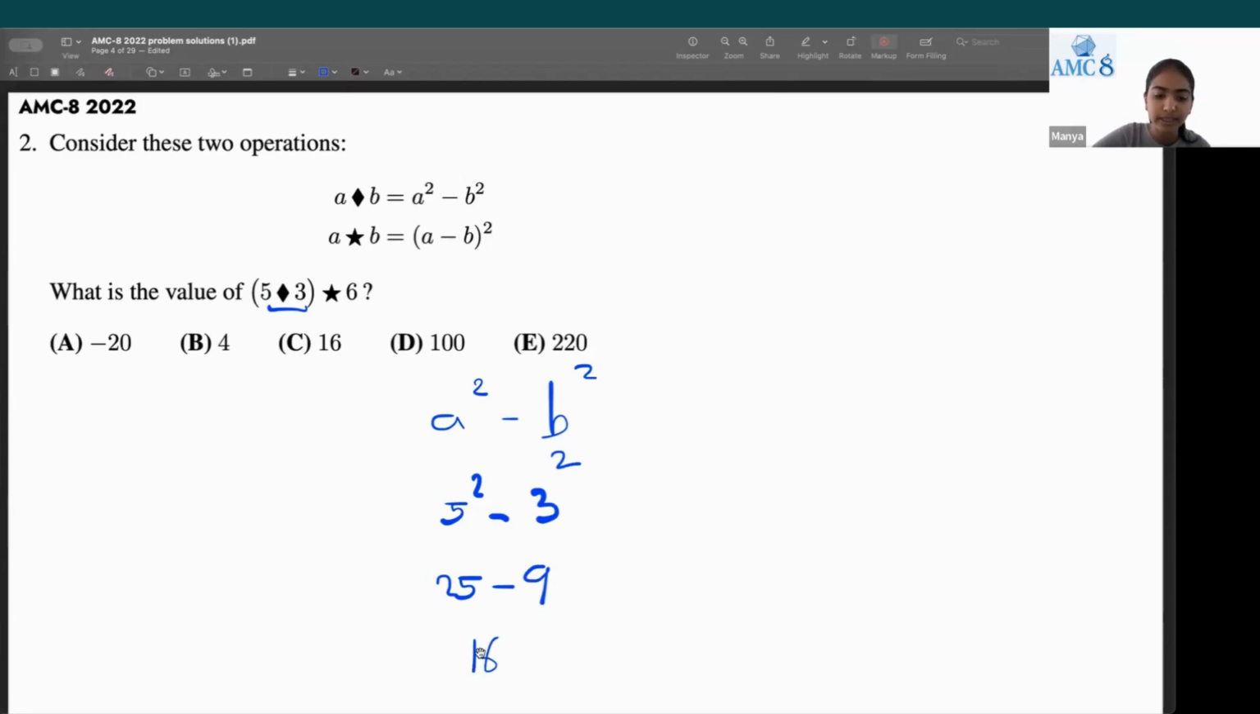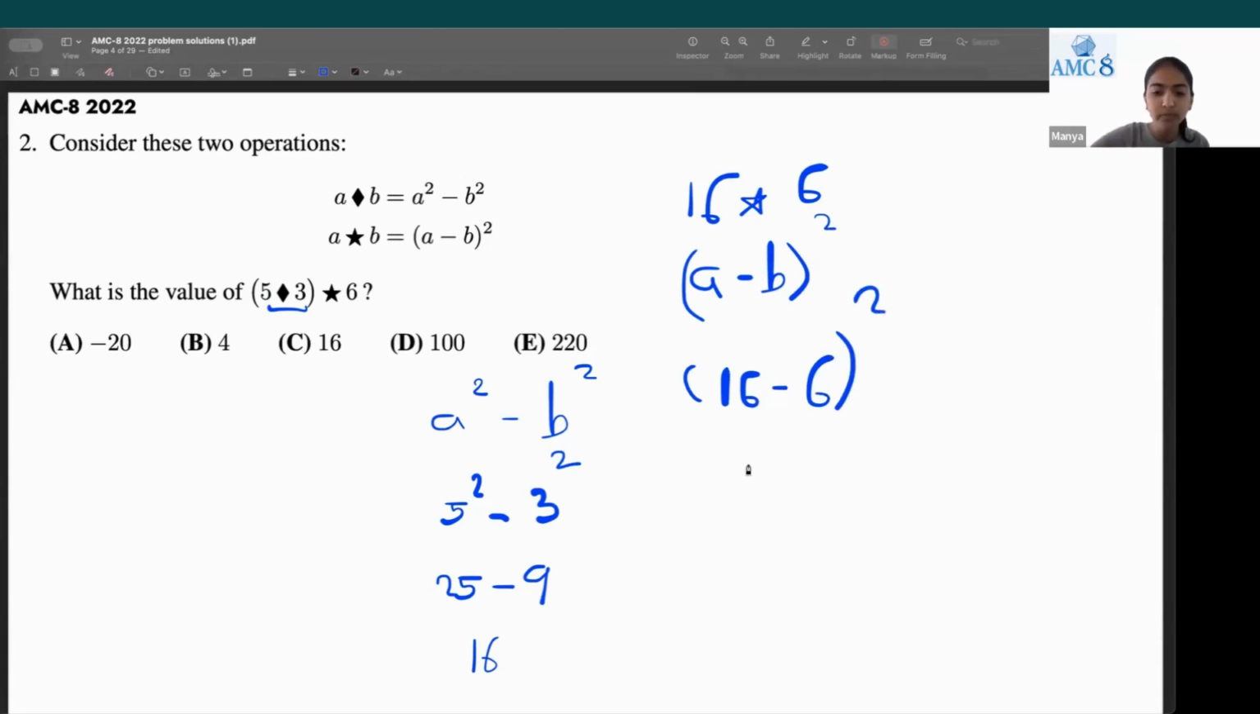So now we can do 16 star 6. And that's going to be equal to (A minus B) squared. So we're going to do (16 minus 6) squared, and that's going to be equal to 10 squared, since 16 minus 6 is equal to 10. And 10 squared is simply 10 times 10, which is 100. And that's how we got our answer choice D, 100.